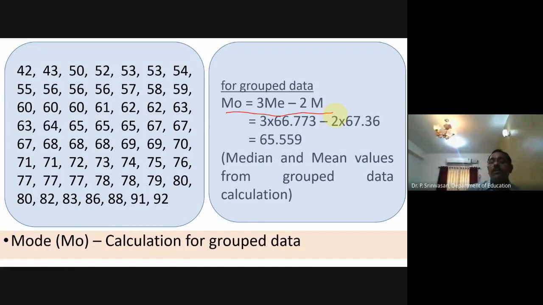So simple. Mode equal to 3 median minus 2 mean. So the median you have calculated, the mean you have calculated, just substitute and you will get the value 64.559 for our example. That's all. It's very simple. Remember, you have another formula also from the frequency distribution table, but I'm not going for that. To put it simple, this is the formula.